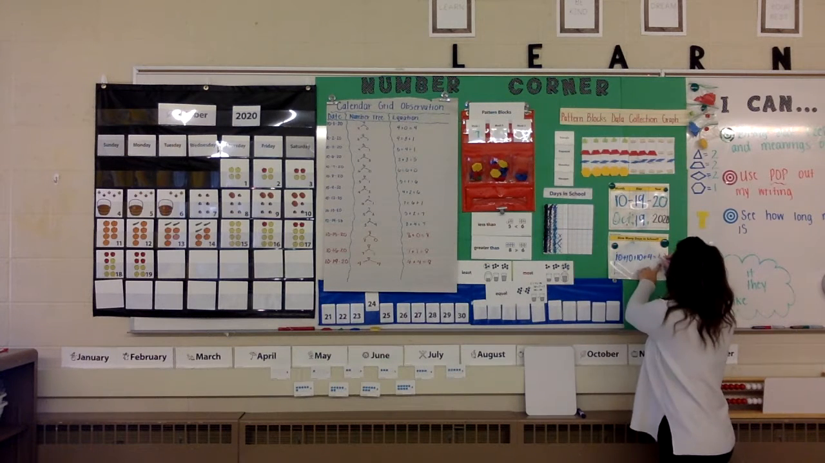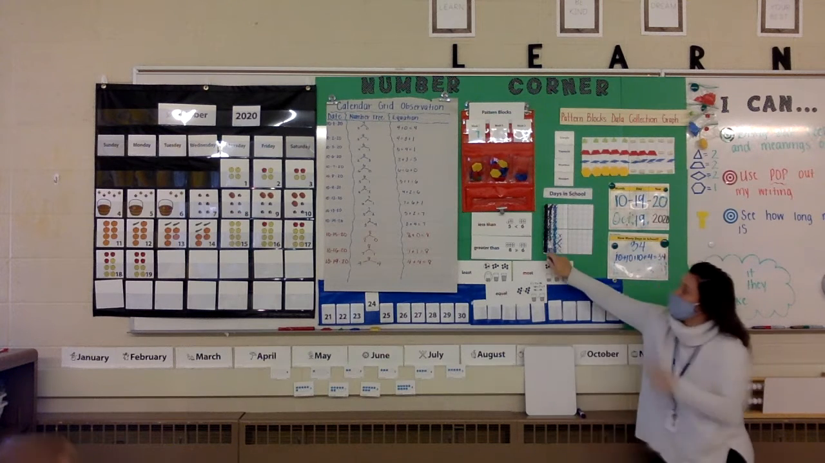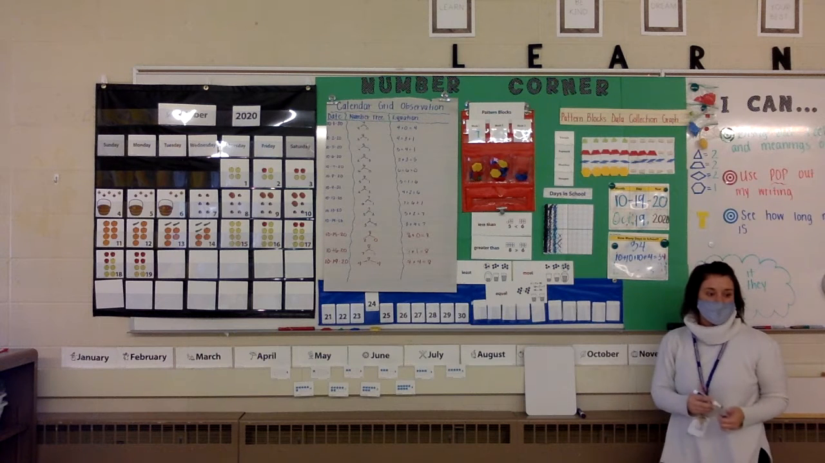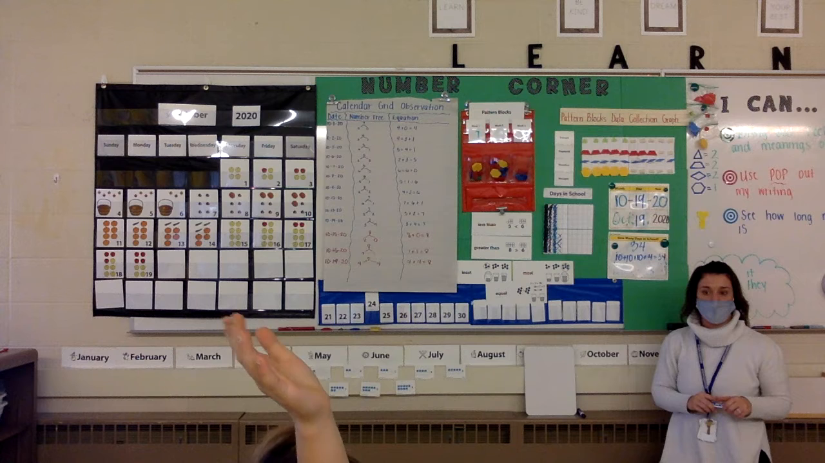34. Good job, buddy. And you used your chart to help you. He said 10, 20, 34. Who has a different way to get that answer? We're going to do one more math equation.